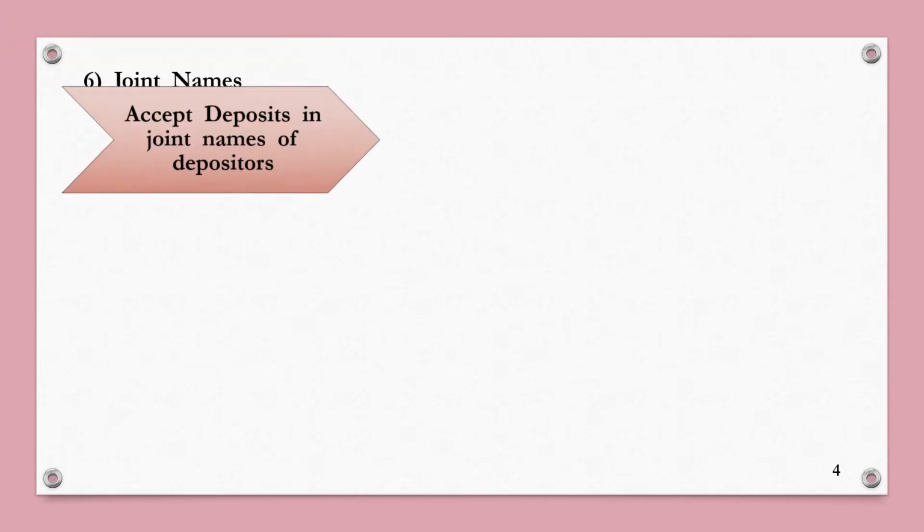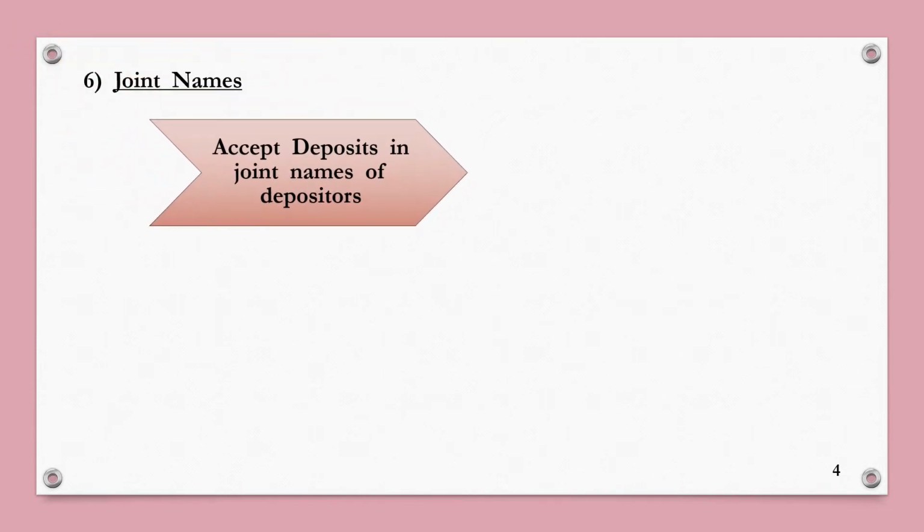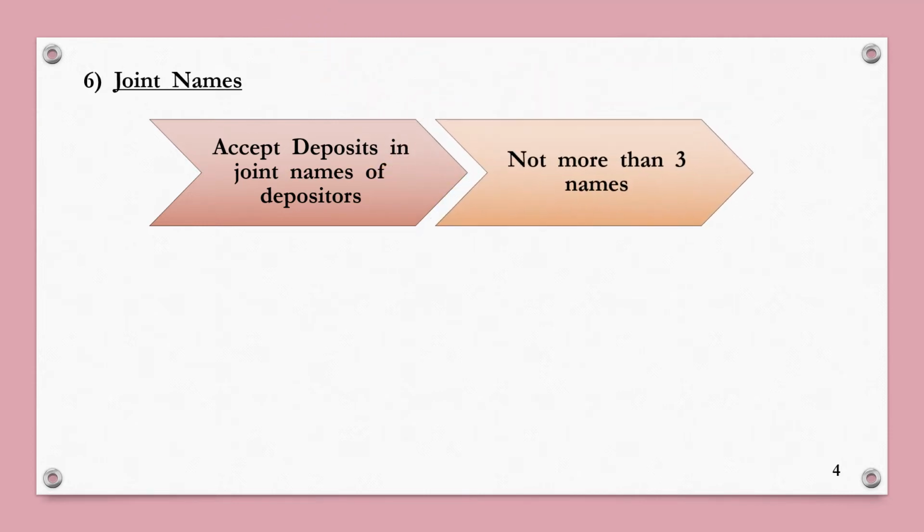The sixth condition is relating to joint names. The Companies Act specifies that a company can accept deposits in joint names of depositors. That is, the depositors could be more than one, but there should not be more than 3 names.